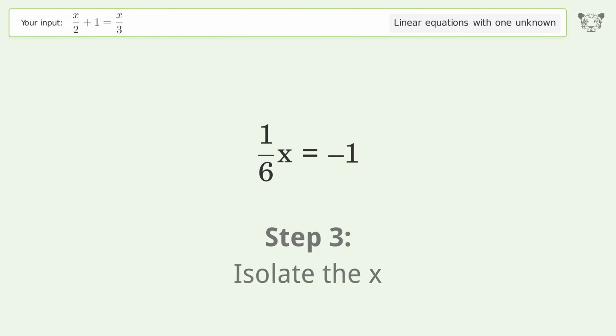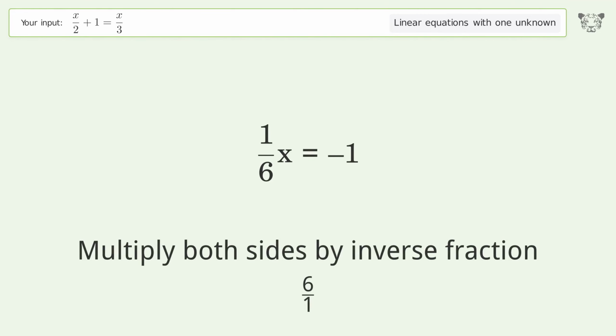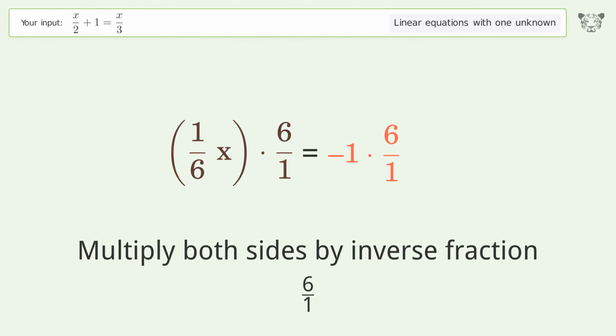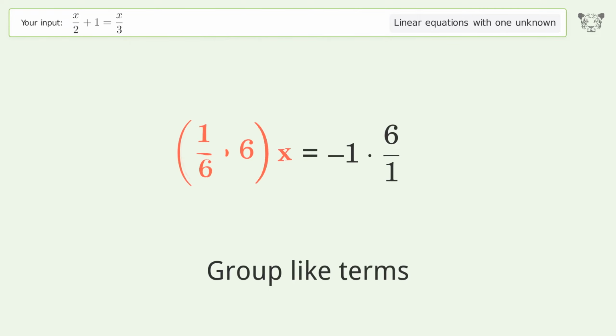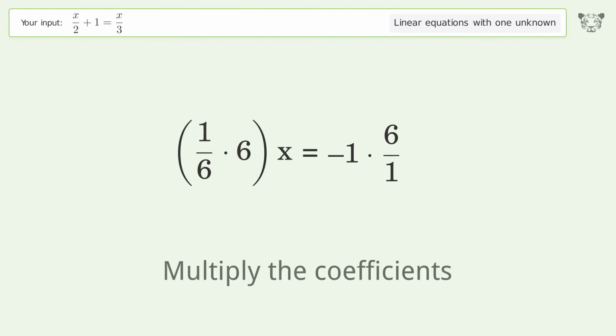Isolate the x. Multiply both sides by inverse fraction 6/1. Group like terms. Multiply the coefficients.